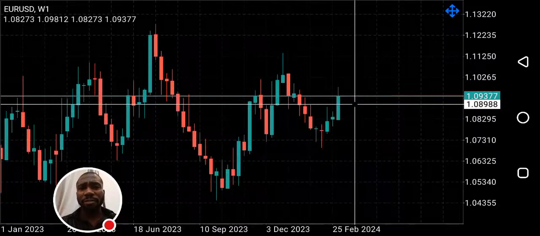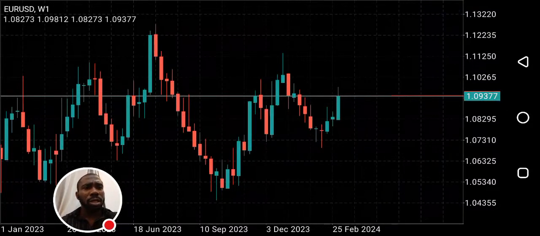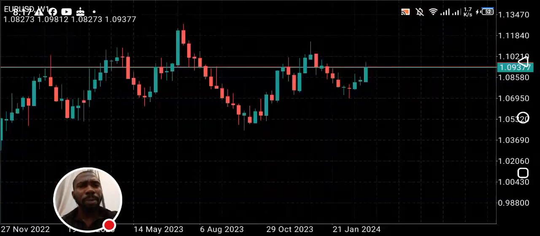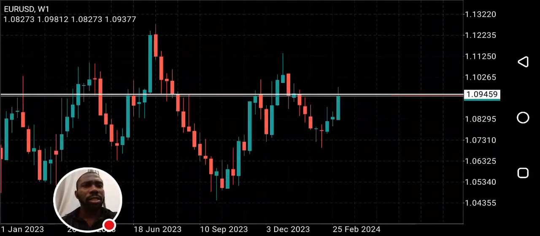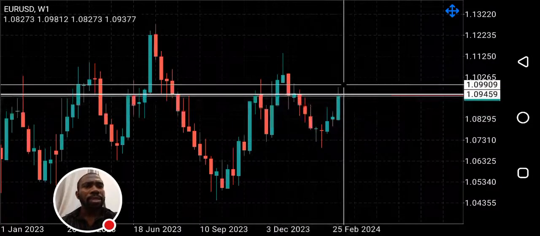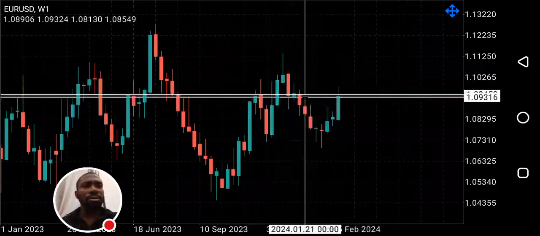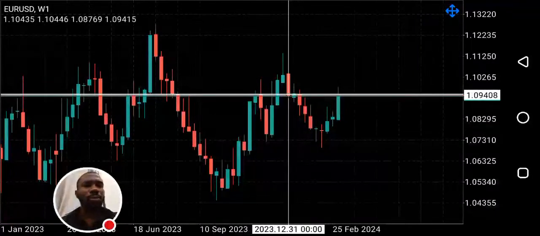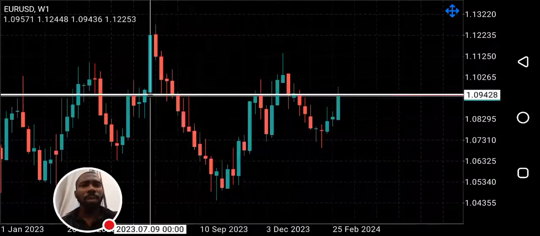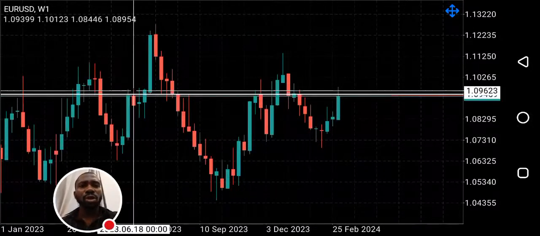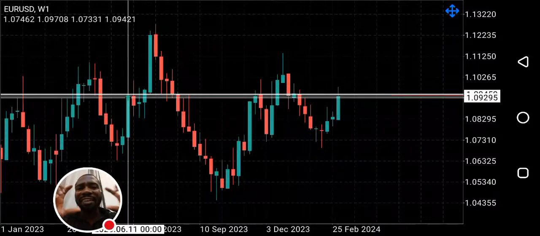So now, what pattern do we have on Euro USD? Similar to what we saw on Australian dollar USD. First, you would notice that price tested this resistance level. Can you see that? You can see resistance at this point. Go back again, you will see it was a resistance. Go back again, you will see it was also a resistance. That tells you that level is a key level.